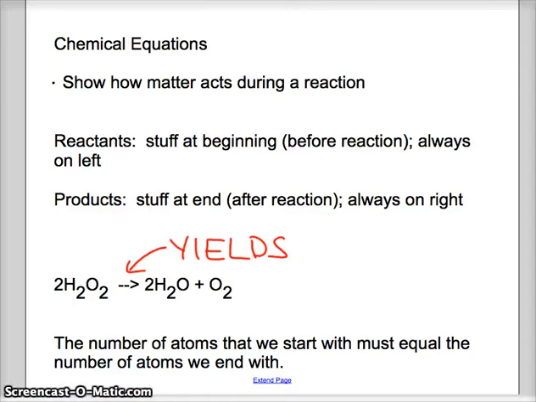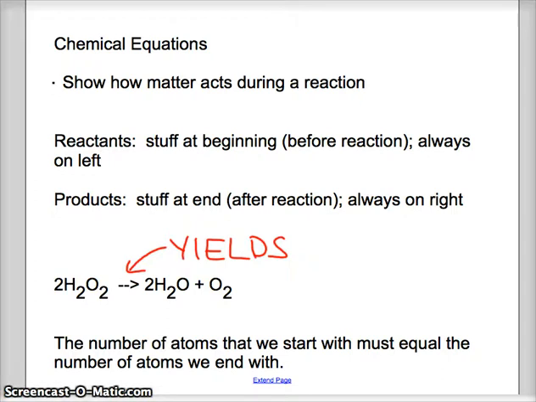Okay, hopefully now you feel comfortable on how to count atoms. We're going to use that information when we get into chemical equations because you have to count the atoms to show that matter is being conserved. But let's get started with what a chemical equation is.